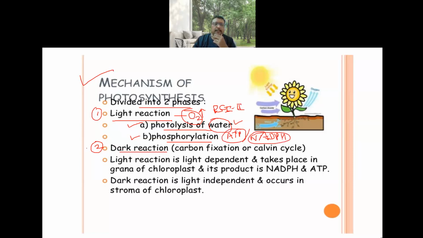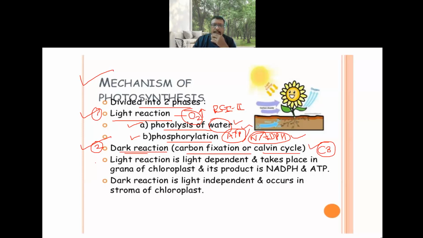And during the light phase, and during the dark phase, what is happening here? Whatever ATP and NADPH are produced are utilized here for carbon fixation. That is taking place through a cycle called the Calvin cycle, or the C3 cycle. It was proposed by Melvin Calvin.